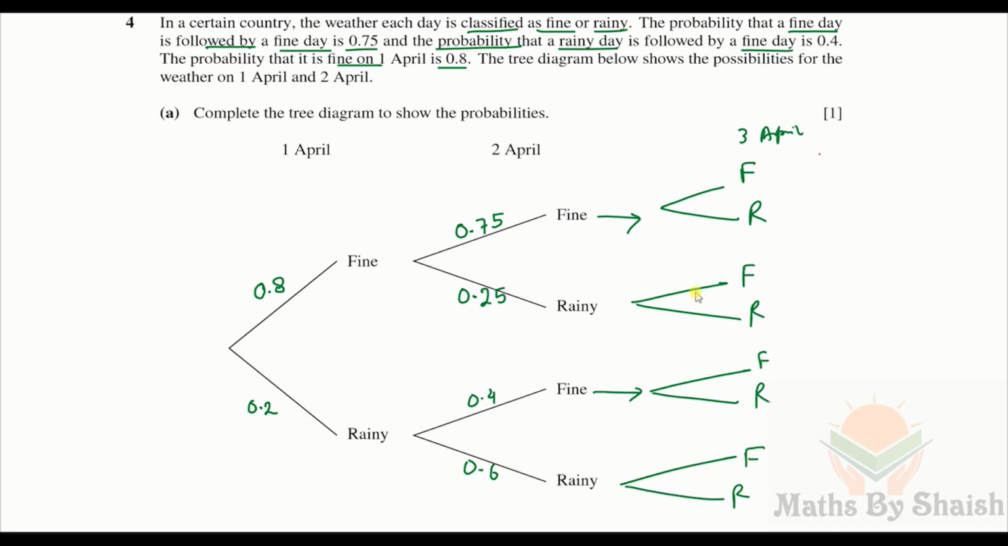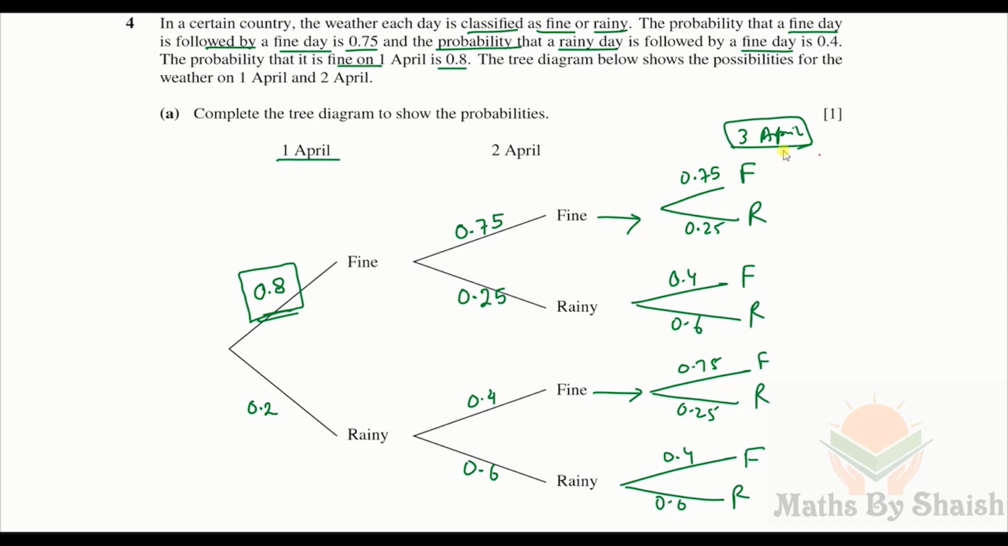It is given that probability that a fine day is followed by fine is 0.75, so fine and fine 0.75 here, and then again it would be 0.25. Rainy day after fine day is 0.4, so it is 0.4, hence it becomes 0.6. Similarly fine day by fine day 0.75, then 0.25, rainy day and fine day is 0.4, so it becomes 0.6. So X was the event that it is a fine day on 1st April, and Y is the event that 3rd April it is rainy.